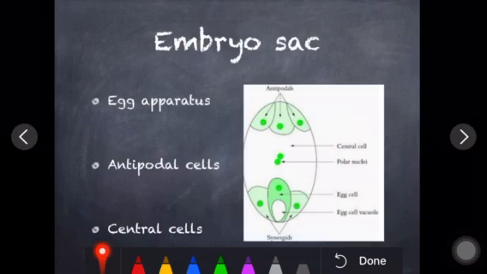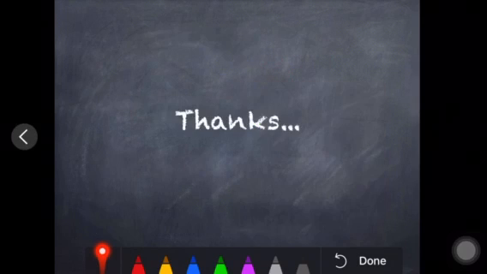Here there are 3 main things. First is the egg apparatus. In the egg apparatus, you have to learn about the egg cell, and the side cells, which are called synergids. Then at the other end, the chalazal end, the arrangement of cells there is called the antipodal cells. And in the center, the polar nuclei are there. So this is the structure of the embryo sac.